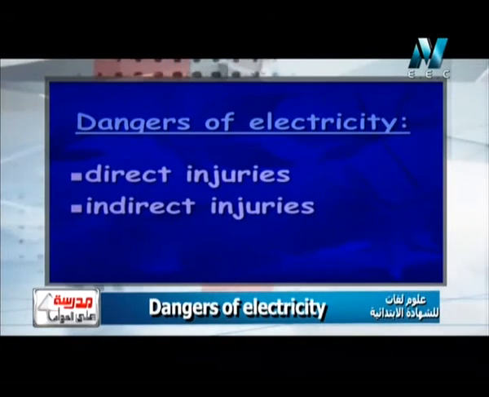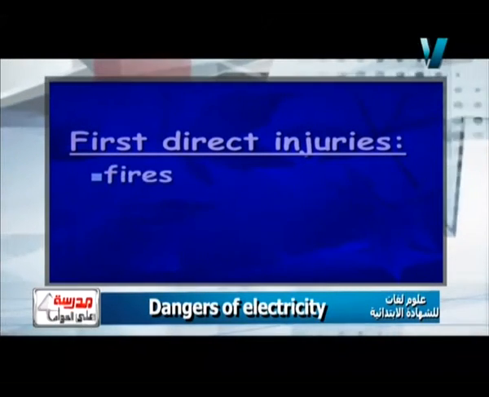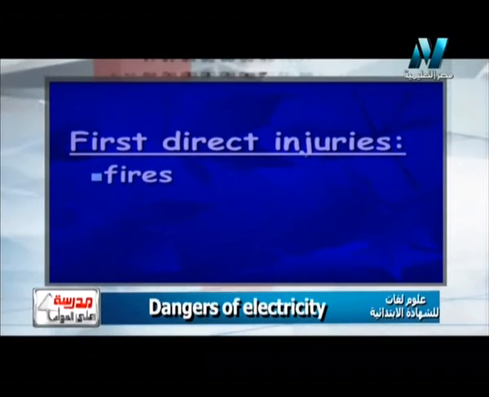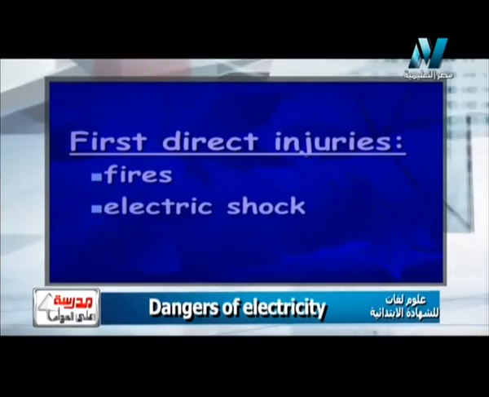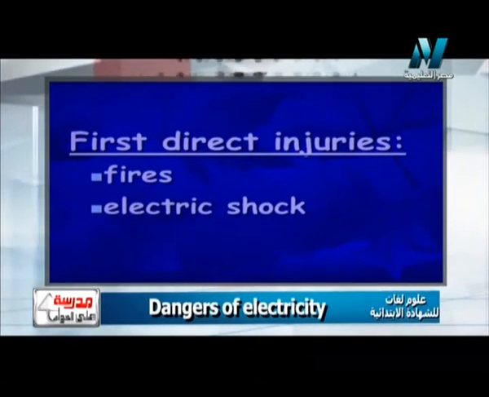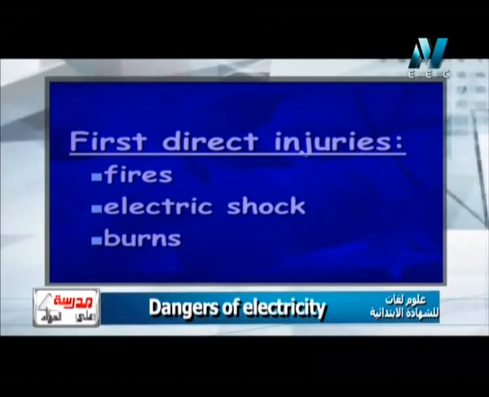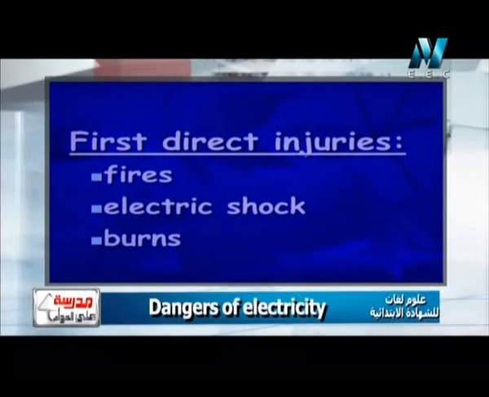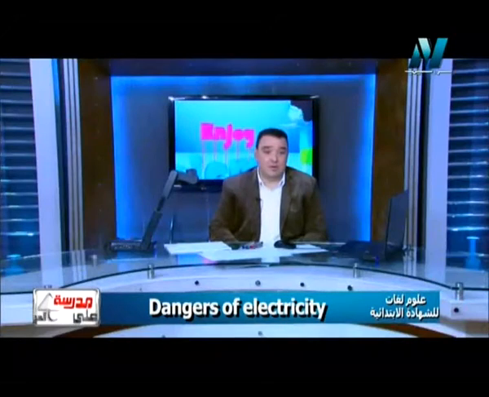Let's study them in detail. We have first direct injuries. We have three types, which are fires, electric shock or الماس الكهربائي, and at last burns. And we will know the big difference between the word fire and burn in this lesson. So we have many examples of direct injuries such as fires, burns, and electric shock, and we will study the difference between each one of them.